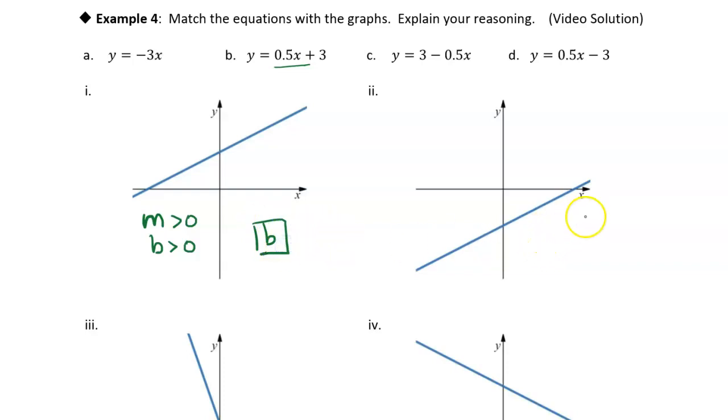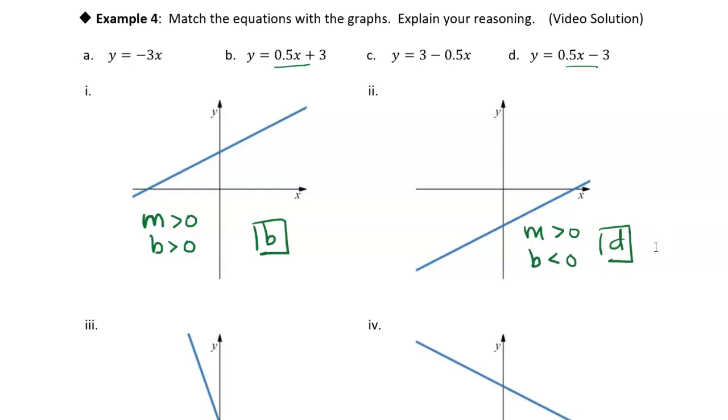Let's look at the next one. Let's just look at m and b. M is again greater than 0 because we're going uphill. Y is increasing as x increases, so it's a positive slope. This time the y-intercept is below the x-axis, so it's negative. It's less than 0. So I want a positive slope and a negative y-intercept. I look at my choices, and the only one that fits is this one. So this appears to match D.